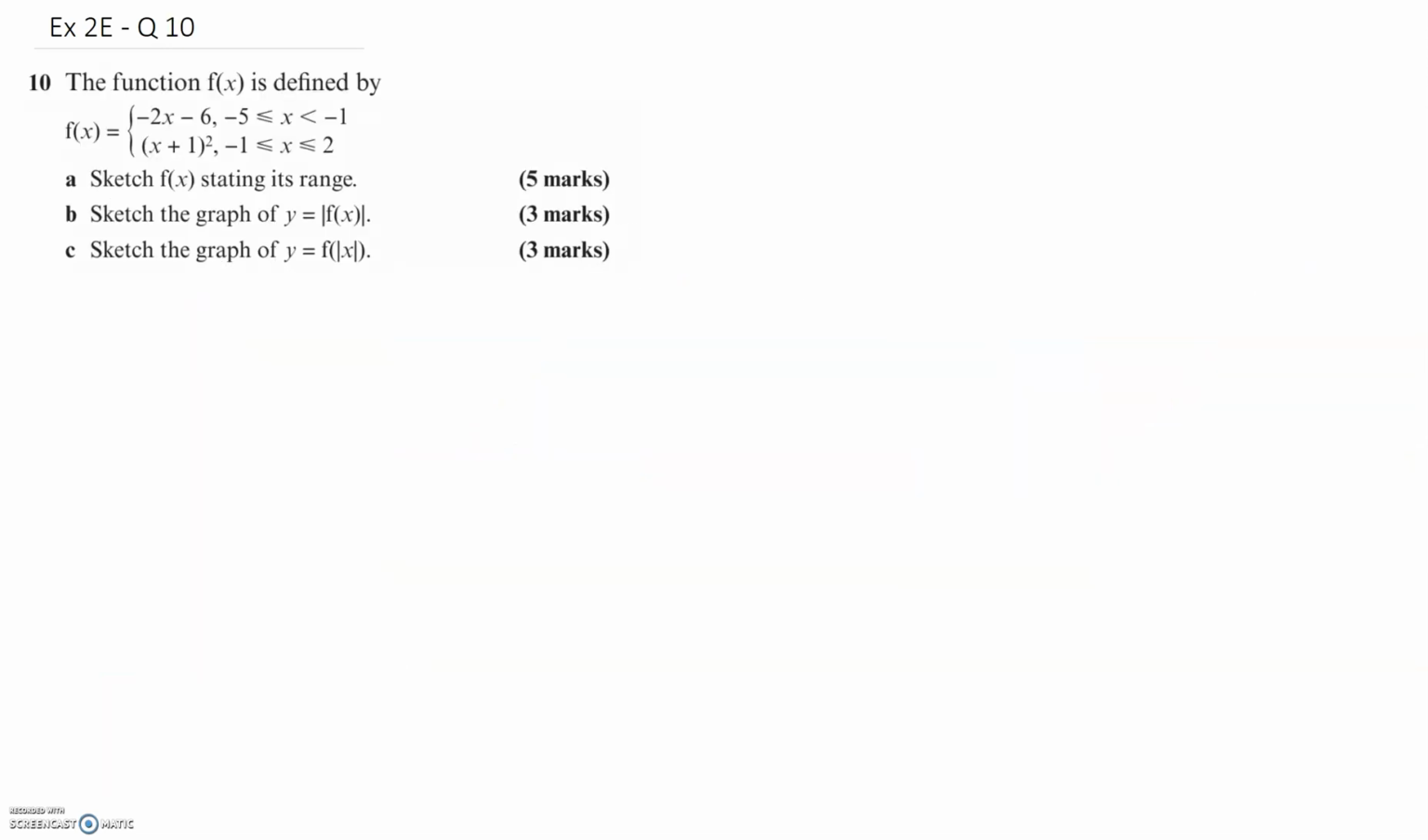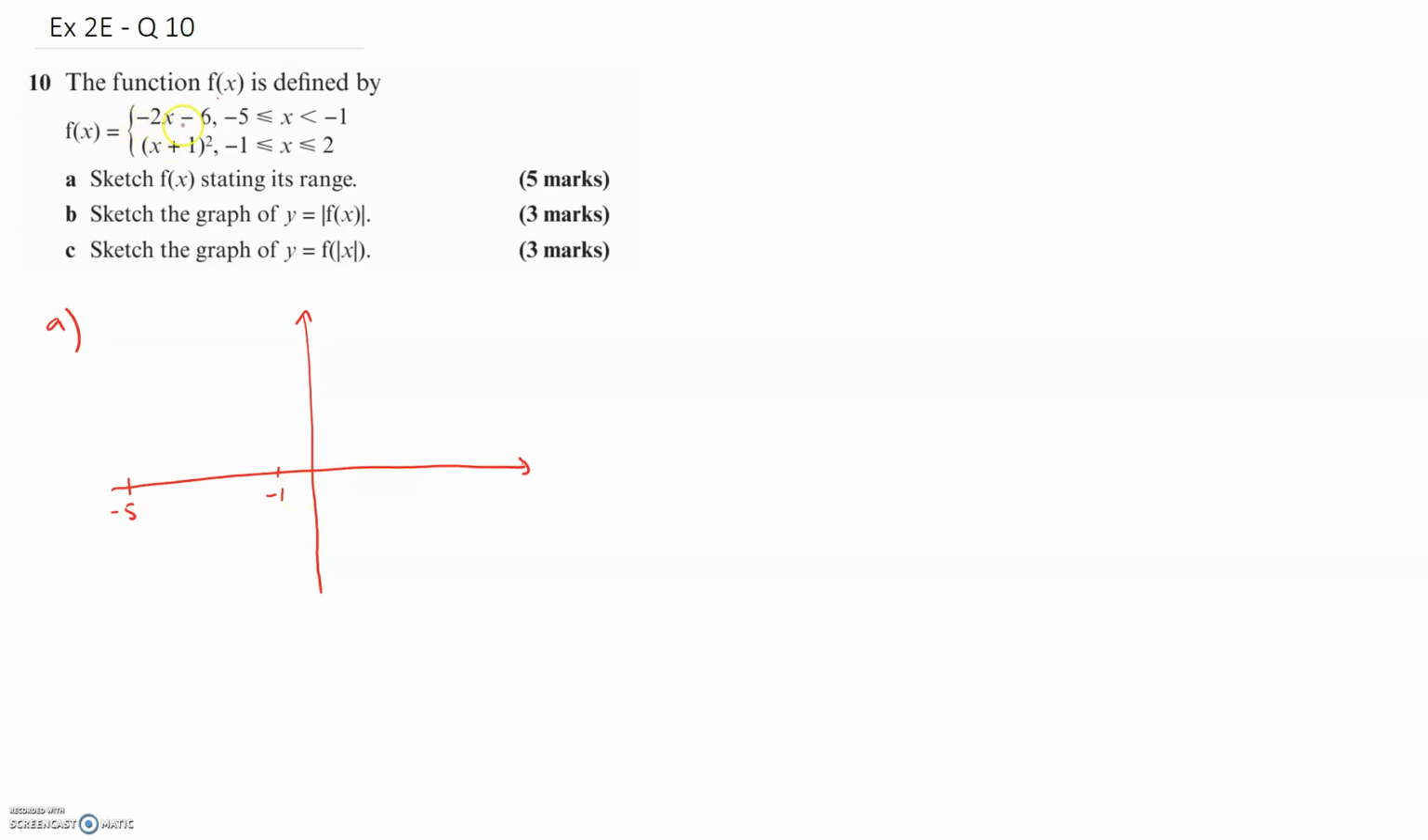Right, last question we'll look at is question 10. Now this is something that's called a piecewise function because it has two different rules for two different sets of x values. So it's saying between -5 and -1 the graph is -2x minus 6. So that's a straight line. And then between -1 and 2 we've got (x plus 1) all squared, which is a quadratic, so it's going to be a curve. So let's look at what happens between -5 and -1.